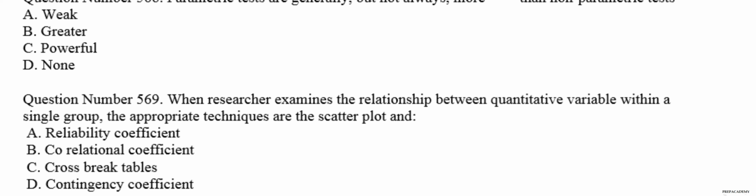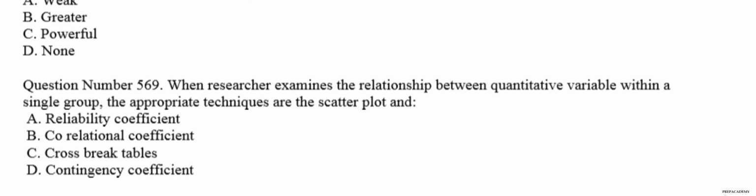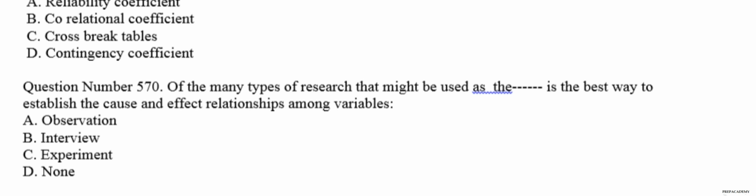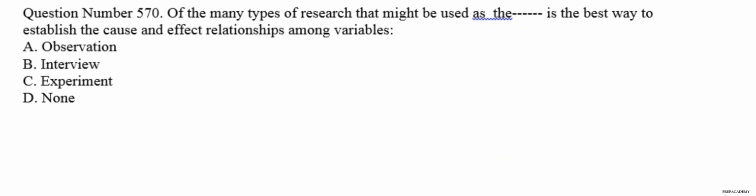Question number 569. When a researcher examines the relationship between quantitative variables within a single group, the appropriate techniques are the scatter plot and A. Reliability coefficient. B. Co-relational coefficient. C. Cross-break tables. D. Contingency coefficient. The correct answer is option B. Co-relational coefficient.